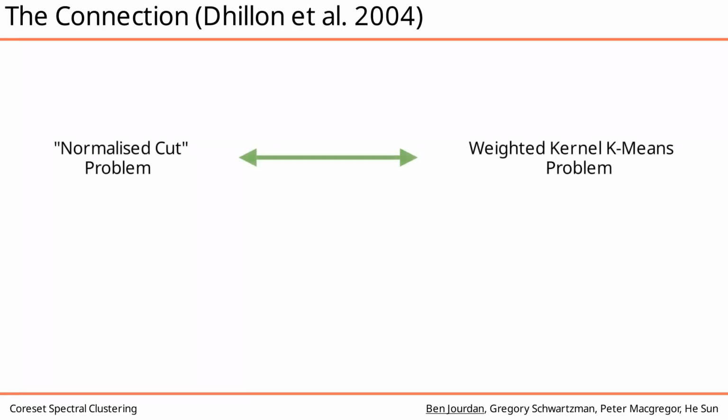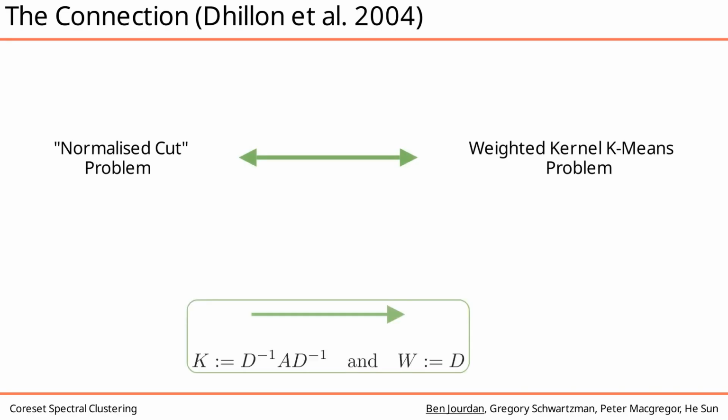So what is the connection? Well, the algorithm for spectral clustering can be derived by considering a relaxed version of the normalized cut problem. It turns out that we've known about an equivalence between weighted kernel k-means and a slightly modified version of normalized cut since 2004, but to the best of our knowledge, nobody has exploited it as we do. Using simple transformations, we can map degree and adjacency matrices from the normalized cut problem into kernel and weight matrices for the kernel k-means problem, and vice versa.